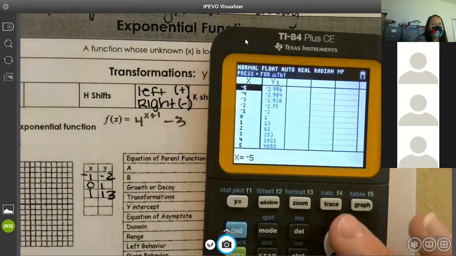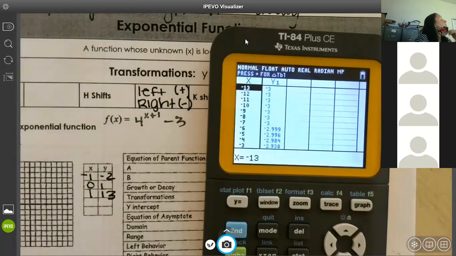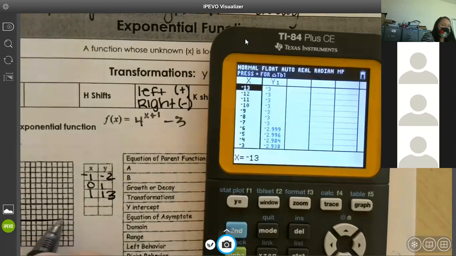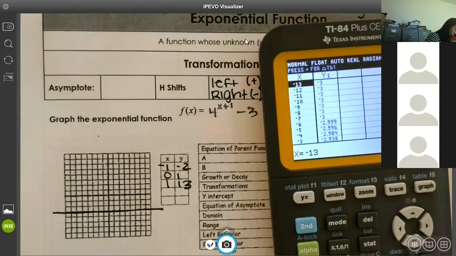Where does this graph go to? -3. Yeah, what does it do at -3? It doesn't cross it. Yeah, it's your asymptote and it doesn't touch. So at -3, and usually that's a dashed line, but I want to make it big enough you can see it. I'll highlight it for you. So remember at -3, it doesn't touch.